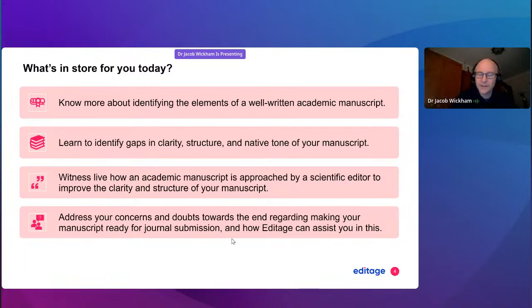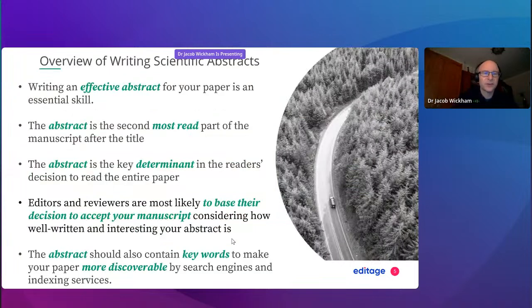So yeah, we'll jump to the abstract. I think this is the most important part of the manuscript. This is indexed on PubMed. A lot of different indexing services will index your abstract, and so many people will see this. So it's very important that you get this part right. So it's a good skill to learn.